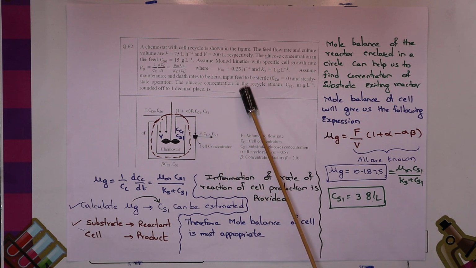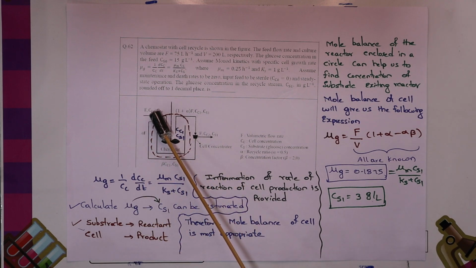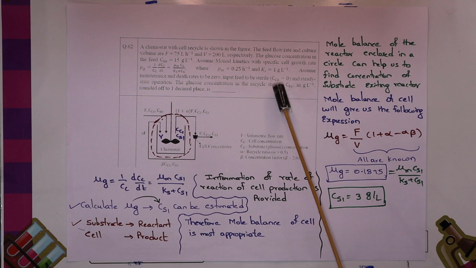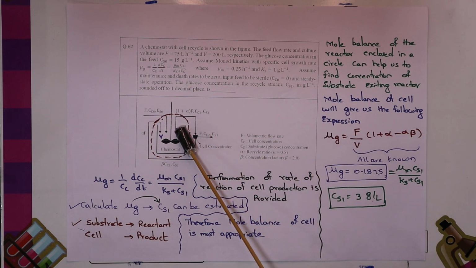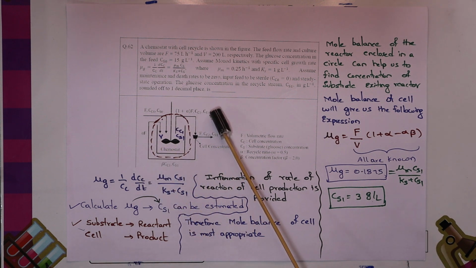And the input feed is sterile. Sterile means it is free of cells, so the initial concentration of cells going into the reactor is equal to 0 in this stream. The glucose concentration in the recycle stream is CS1. That means after the reaction, some glucose will be consumed, and whatever glucose remains in the outlet stream is called CS1. This is the situation given. You have to find out CS1.